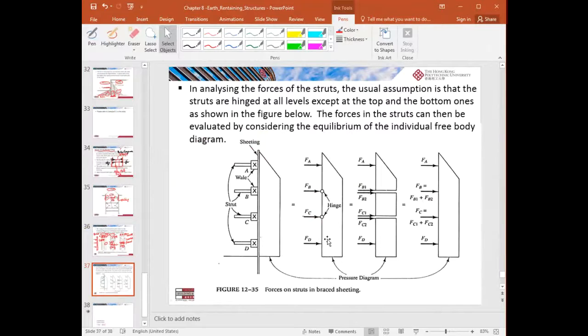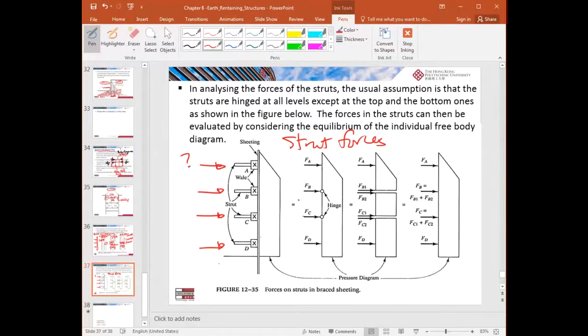Now, remember that this diagram serves to calculate the strut forces. In other words, we want to know how heavy is the loading here? Now, it's a statically indeterminate structure. It's very difficult to analyze this structure, but here are some simplifications.